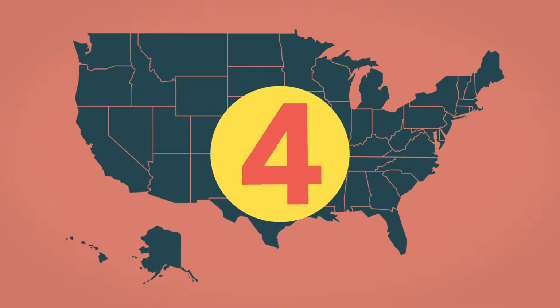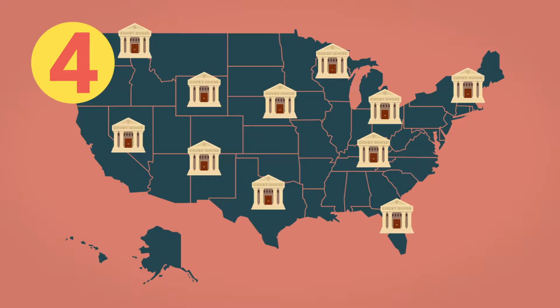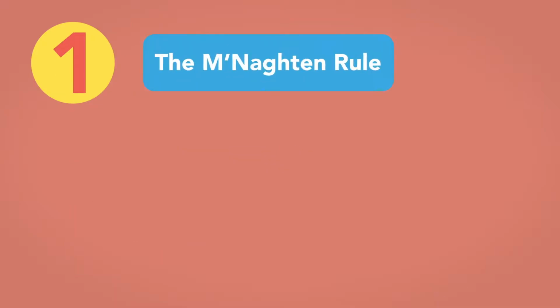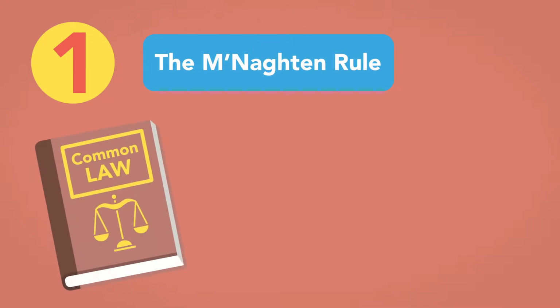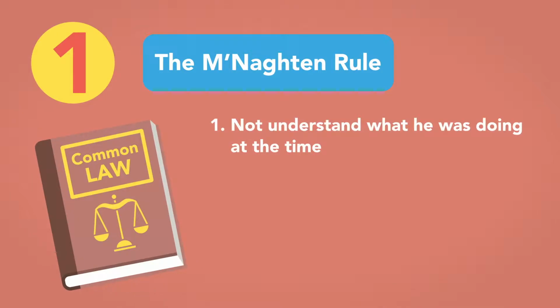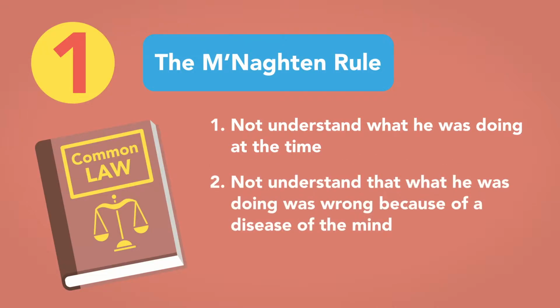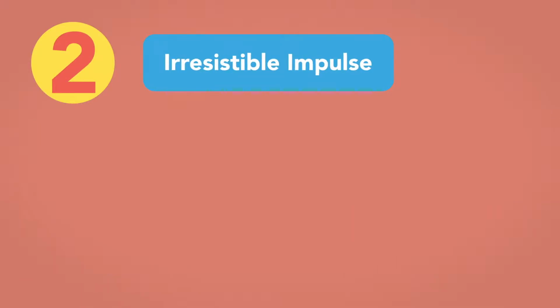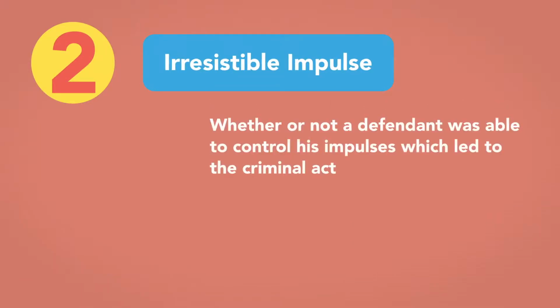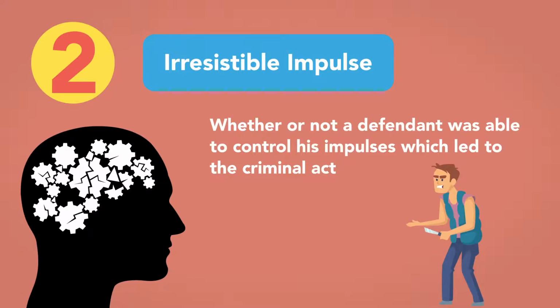There are 4 tests that courts around the country use to determine if a defendant is legally insane. 1. The McNaughton Rule, which represents the common law rule. This requires that a defendant either 1. Not understand what he's doing at the time, or 2. Not understand that what he was doing was wrong because of a disease of the mind. 2. The irresistible impulse test asks whether or not a defendant was able to control his impulses, which led to the criminal act because of a mental disease. 3.